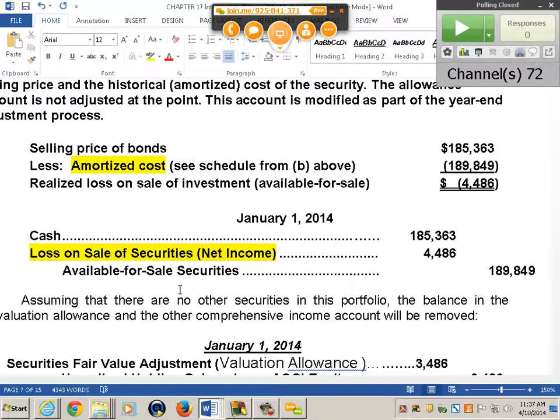Now, this is an extreme case where we have no securities left, but if you do have a multi-security portfolio and you sell one of 30 securities, at the end of the year, you do the same thing. You're going to have to think about the carrying value of the existing portfolio against the existing allowance. And in this case, you're not going to need that allowance account. And again, the balance here is 3486. I'm sorry about that. 3486.